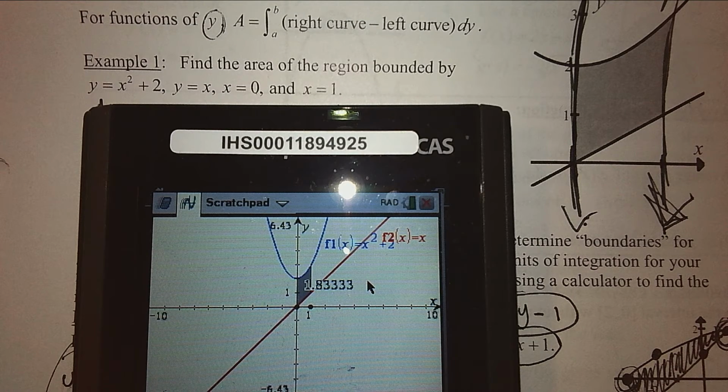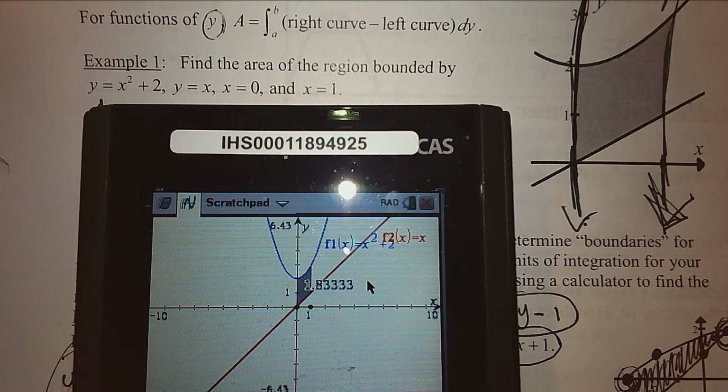Do you see that shaded part there? The area between the parabola and the line. And it was 1.833 repeating, and we knew that was 11 over 6. All right, so it's good to know that you have that skill.